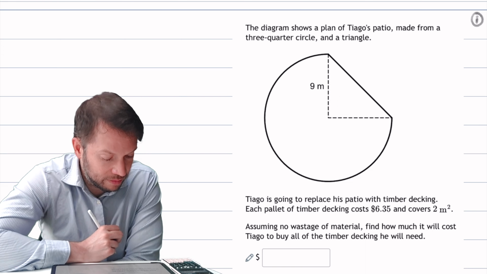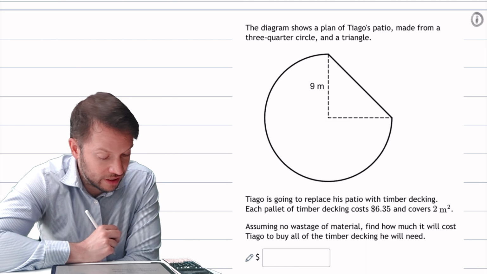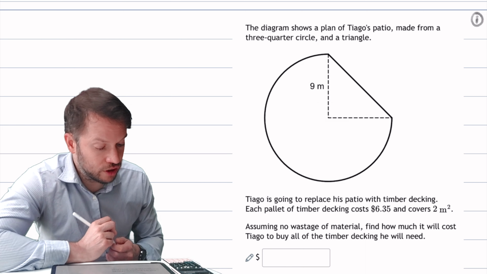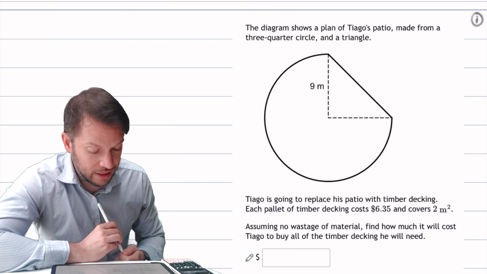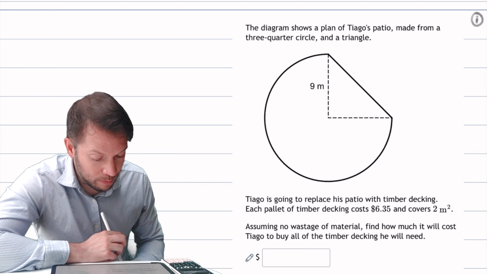Tiago is going to replace his patio with timber decking. Each pallet of timber decking costs $6.35 to cover 2 meters squared. Assuming no wastage of material, find how much it will cost Tiago to buy all of the timber decking he will need.